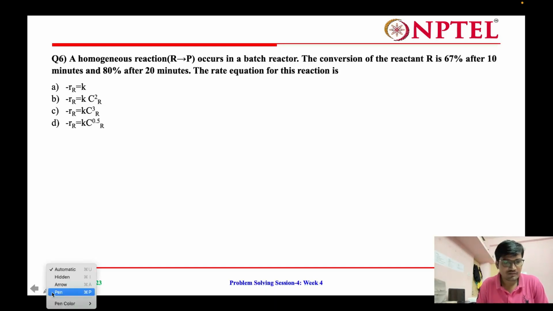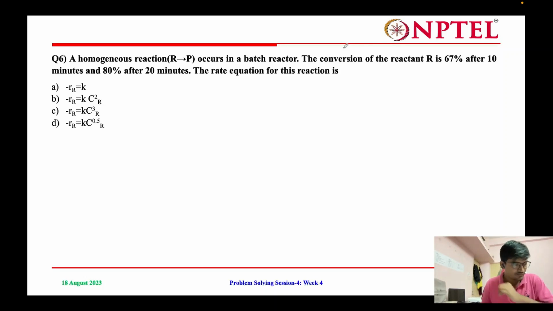Now question number 6. A homogeneous reaction R gives P occurs in a batch reactor. The conversion of the reactant R is 67% after 10 minutes and 80% after 20 minutes. What is the rate equation for this reaction? Time and conversion are given, so I have to calculate the rate equation.